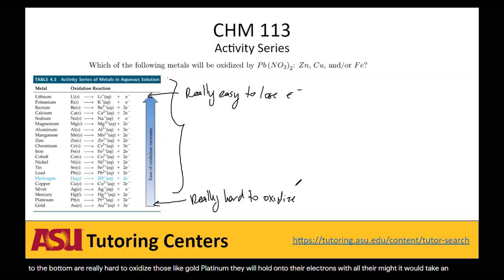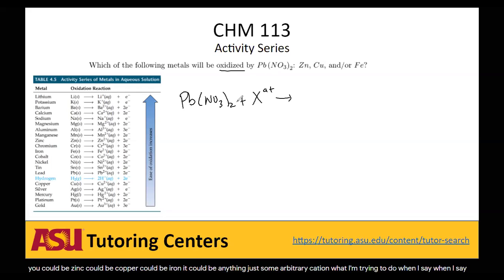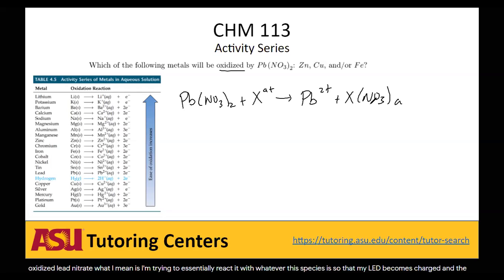Okay, so with that in mind, how does that help us with our problem here? We're just trying to see which of these metals will oxidize lead nitrate. Let's think about what that would look like. If we have lead nitrate, and we're reacting with some arbitrary element, which I'm just going to call X. It could be zinc, it could be copper, it could be iron, it could be anything, just some arbitrary cation. When I say oxidize lead nitrate, what I mean is I'm trying to react it with whatever the species is, so that my lead becomes charged, and the X is now the cation in my reaction. Essentially, when I say oxidized, I mean it reacts with it and swaps. So the lead goes from being in my compound to being an ion, and my ion now is part of my compound.